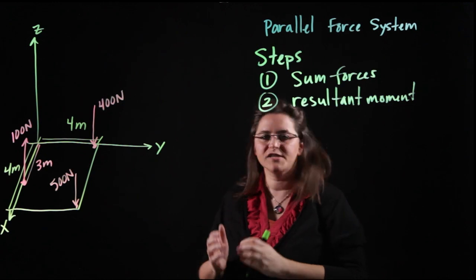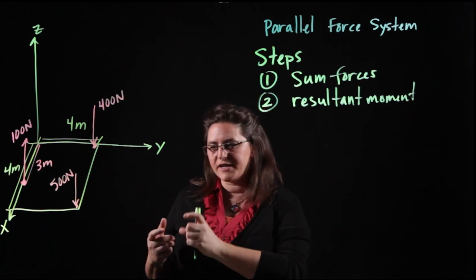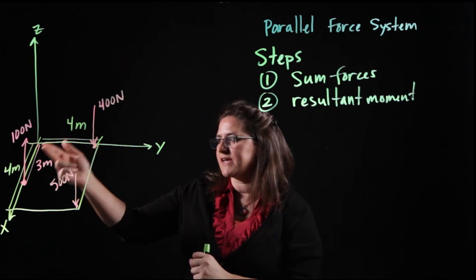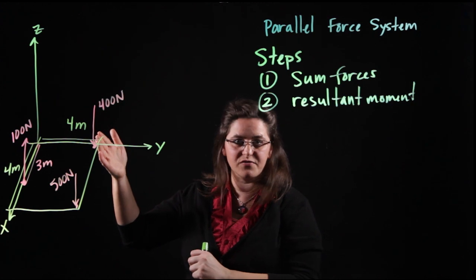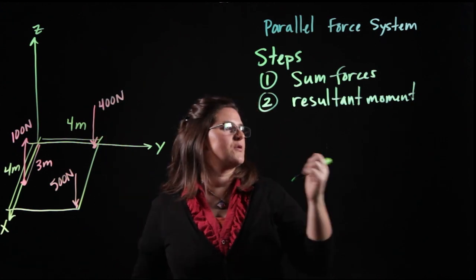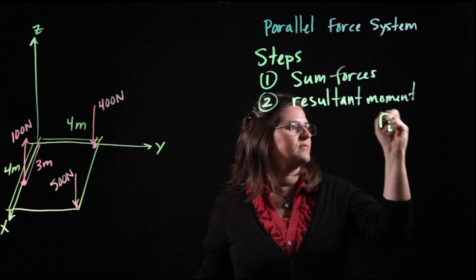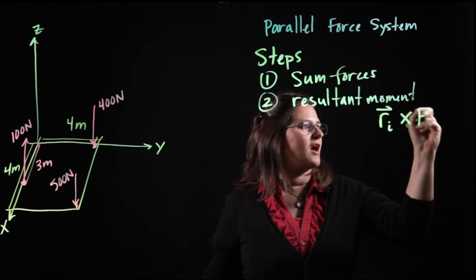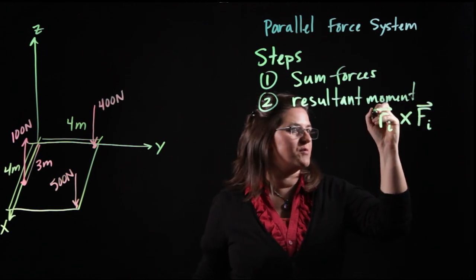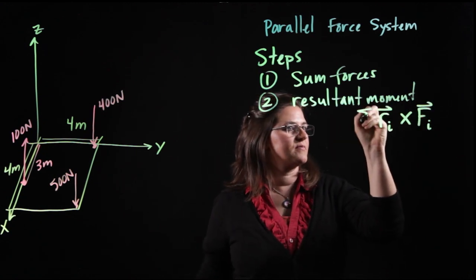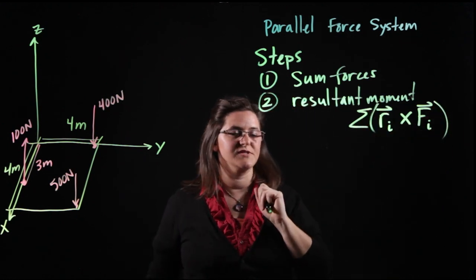Each of the moments looks like an R cross F. In other words, it's all like a torque, radius times a force. Each of the forces has its own radius to the location where the force acts and the magnitude of the force, the vector. And so each of these is going to look like R crossed with F. And in order to find the resultant, I'm going to sum all of these together. The sum of all of those, and I'll have 3 different terms.